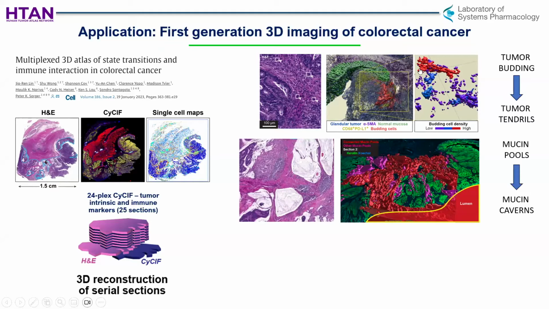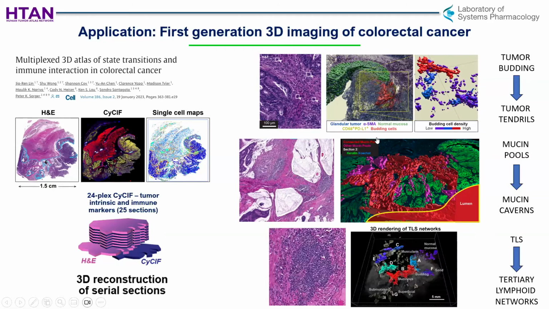If we look at the mucin pools that are present throughout the tumor, and then we do a 3D reconstruction, we notice that they're not pools, but actually interconnected caverns. It's a cavernous structure where you can enter the portal at the lumen of the colon and then follow your way all the way to the invasive front. So you see these impressive structural features of cancer.